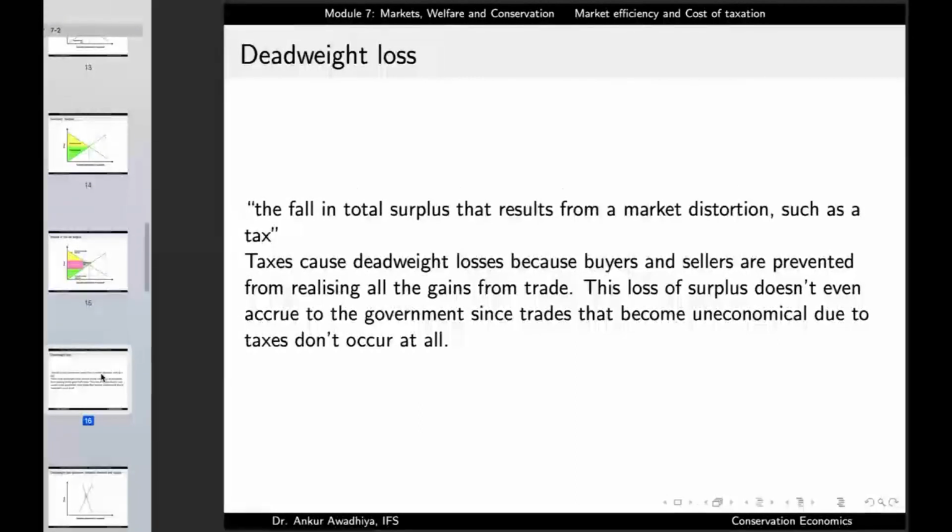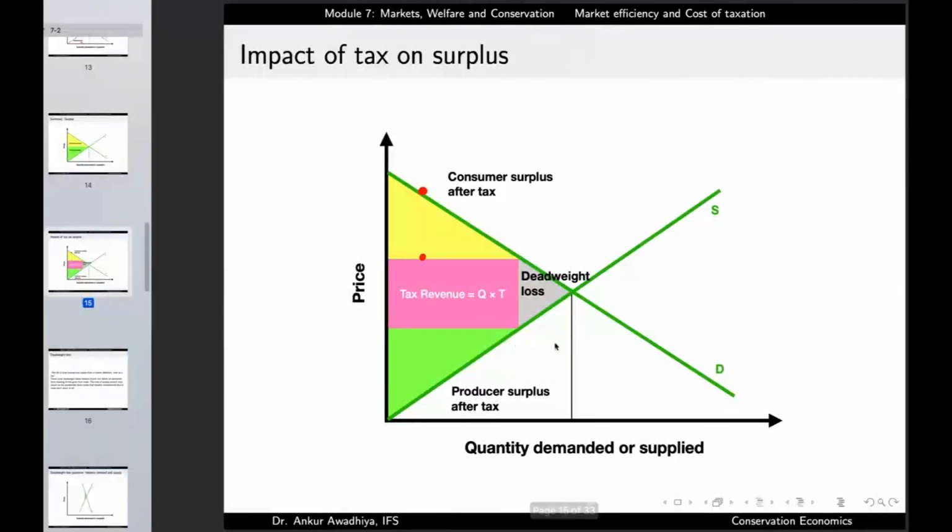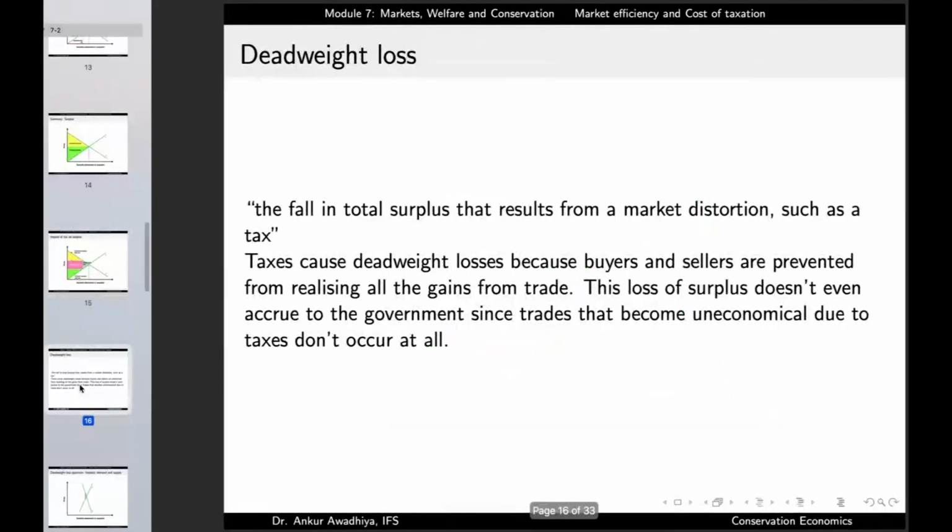And a deadweight loss is the fall in the total surplus, which is what we have seen in the form of this gray area. It is a fall in the total surplus that results from a market distortion such as taxation. Now, taxes cause deadweight losses because buyers and sellers are prevented from realizing all the gains from trade. This loss of surplus doesn't even accrue to the government, since trades that become uneconomical due to taxes don't occur at all.